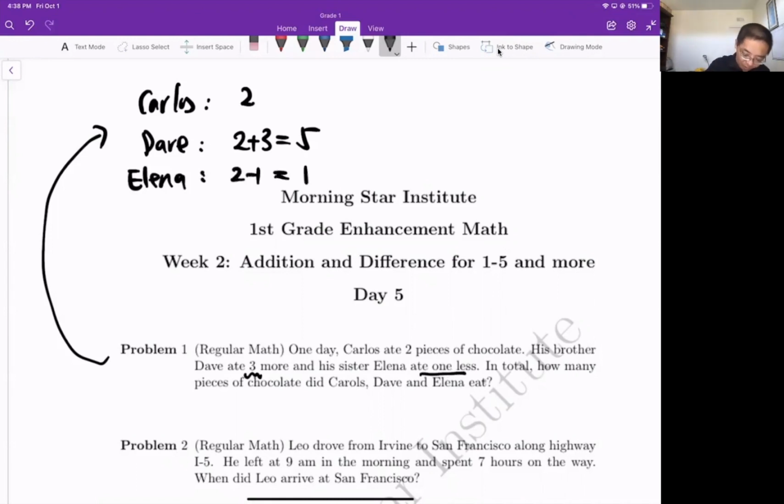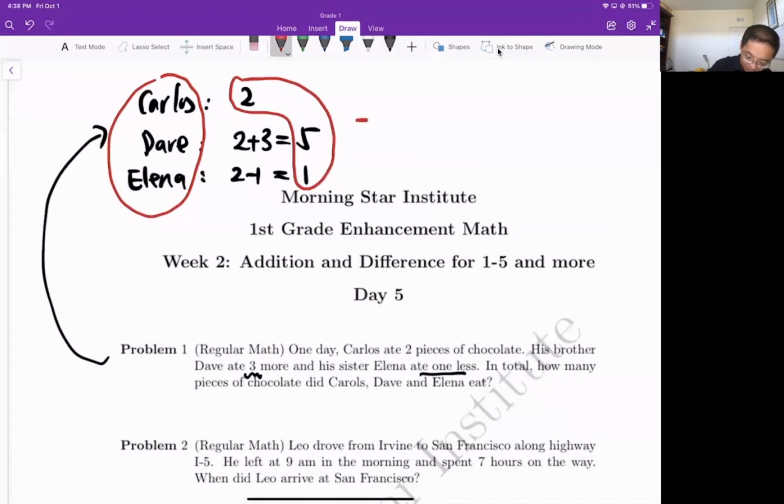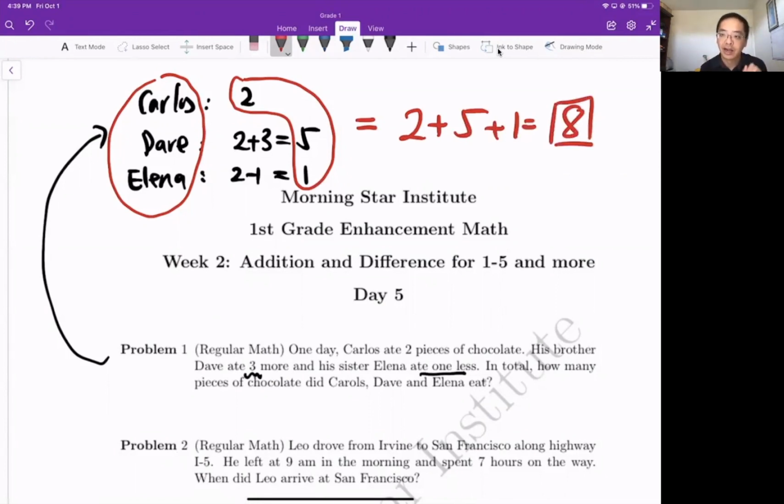All right. Now what we want to find is the total if you combine them together. So if we combine them together, the total number, which is the sum, is 2 plus 5 plus 1, which is 8. So in total, they ate 8 pieces of chocolate.